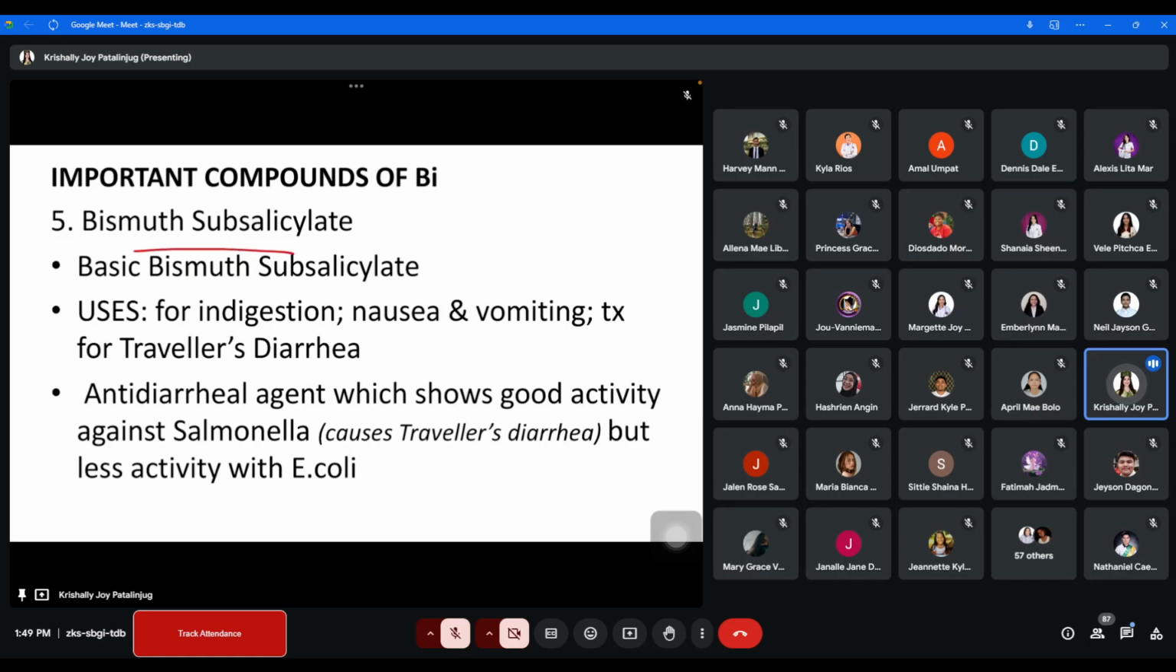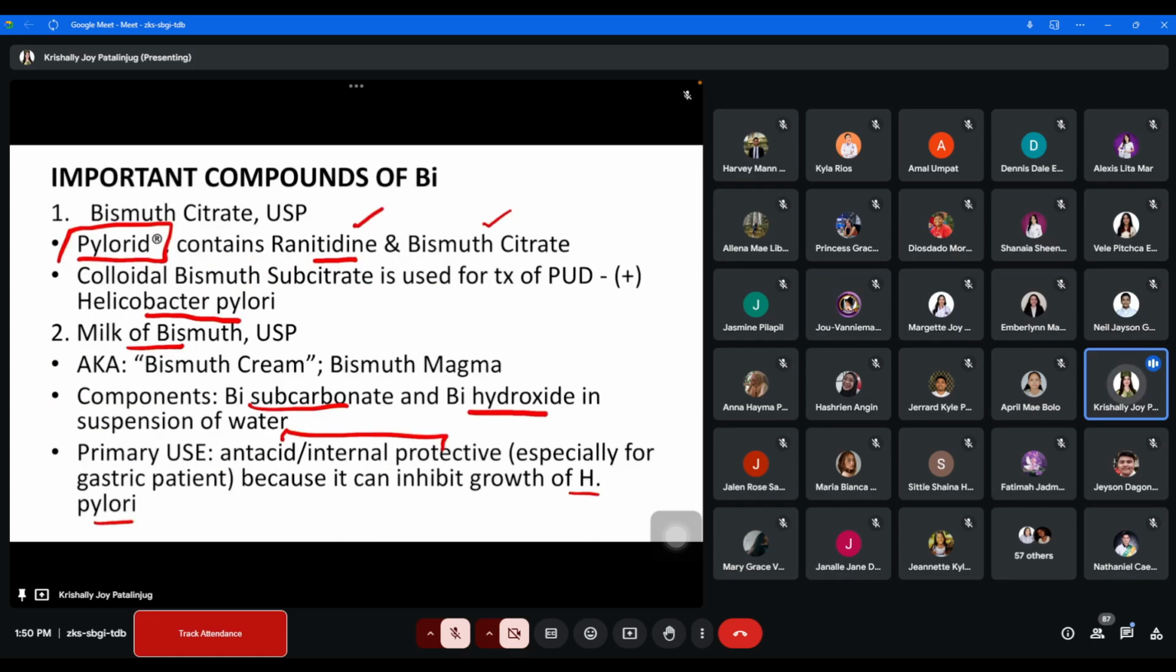Bismuth subsalicylate, treatment for traveler's diarrhea, particularly, meron siyang anti-diarrheal effect. Specifically, it shows good activity against the bacteria Salmonella. Okay? Yung traveler's diarrhea na caused by Salmonella, yun yung higher activity niya, being an anti-diarrheal, counteracting against Salmonella bacteria. But lesser naman yung activity niya with E. coli. Okay, so those are the important compounds ng bismuth.